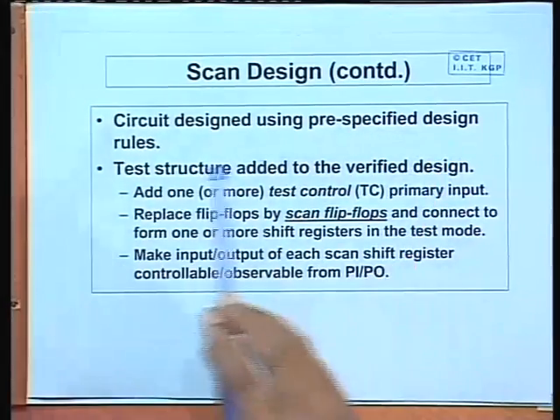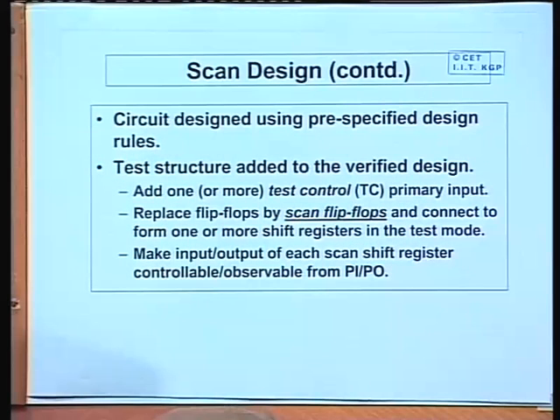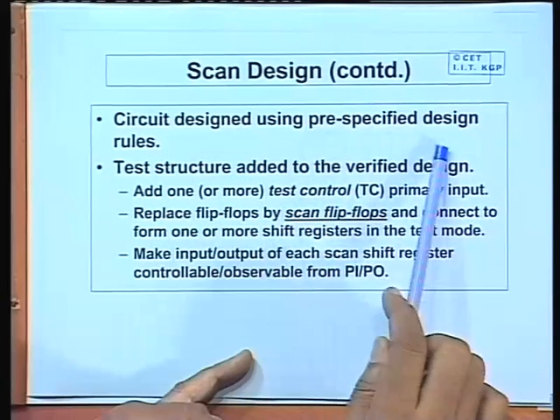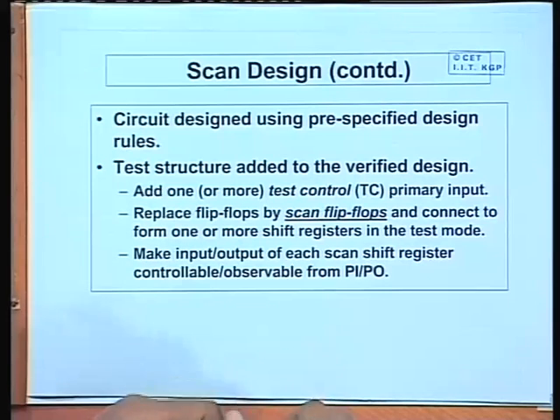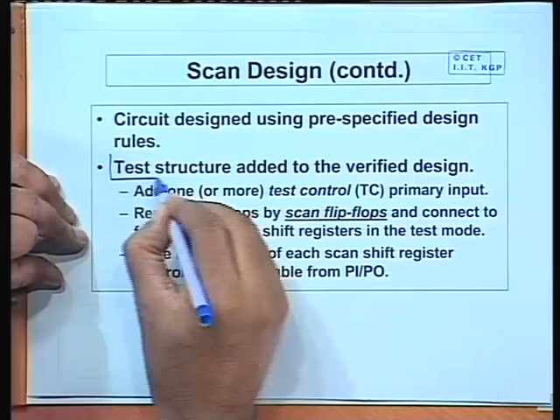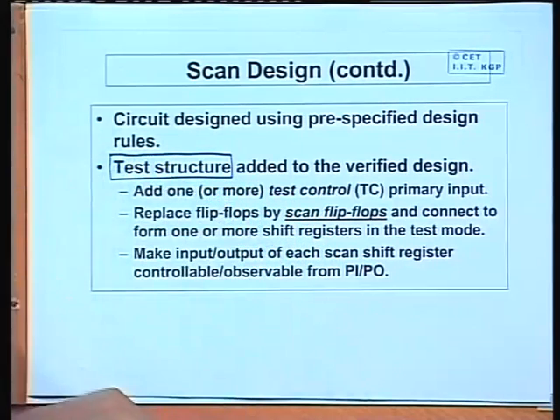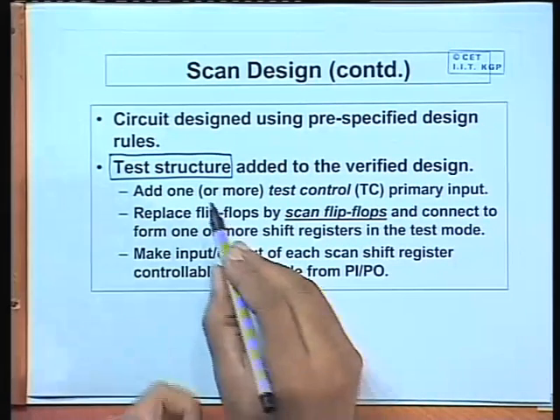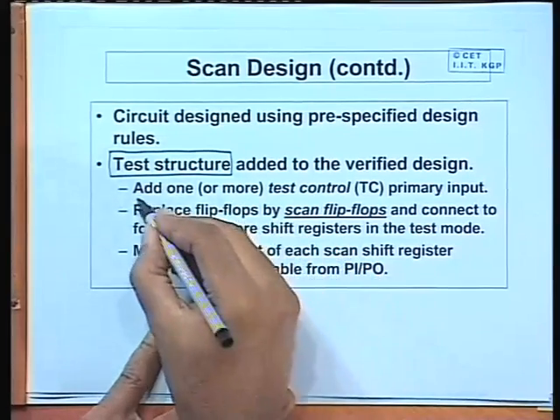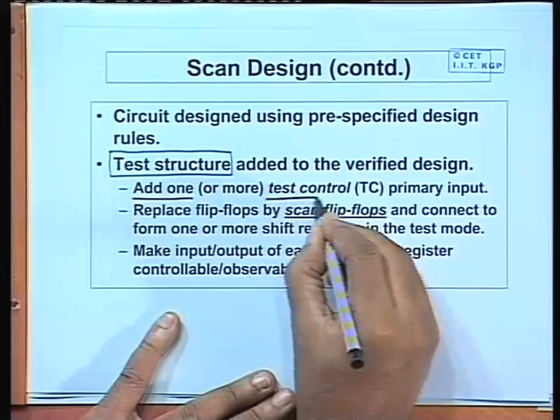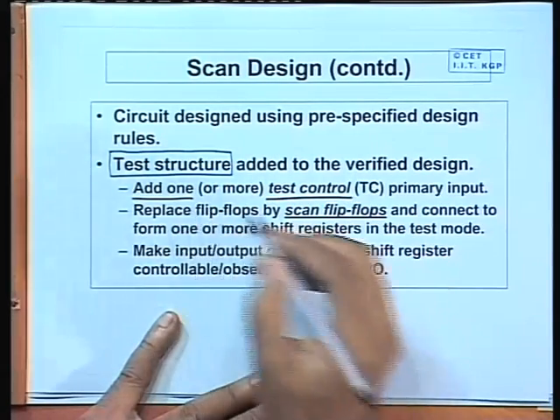Now, scan design technique also follows some design rules, but the design rules are targeted towards achieving the goals I have just mentioned, to enhance the controllability and observability of the flip flops. Well, nothing can come free. In order to do this, you have to add a test structure in terms of some additional hardware and extra pins to the design. Essentially the minimum you need is one extra pin called test control. This extra pin will tell you whether you are in the normal mode or in the test mode. During testing, the test control pin will be high, otherwise it will be 0.